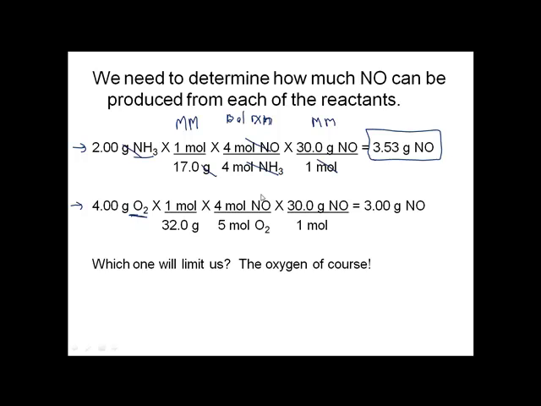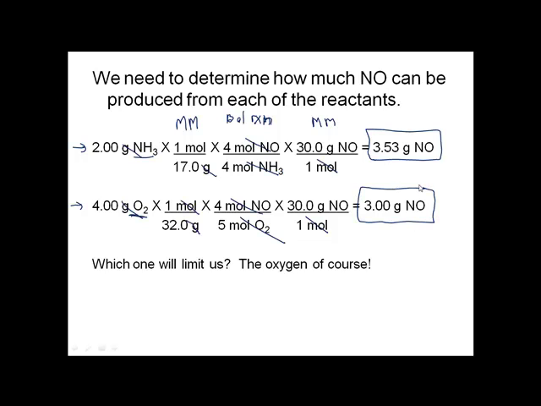Let's look at the same thing with our oxygen. 2 grams of oxygen times 1 mole per 32 grams. Again, molar mass of oxygen is 32. Now for my balanced equation, I have 4 moles of NO for every 5 moles of O2. So my moles of O2 cancel out, and I have moles of NO. And now I can use the same conversion factor to get my grams of NO.